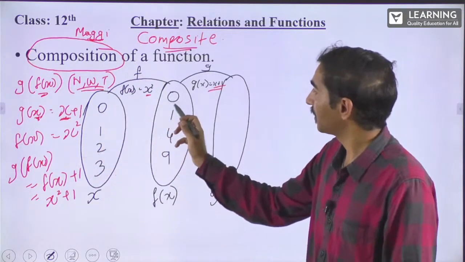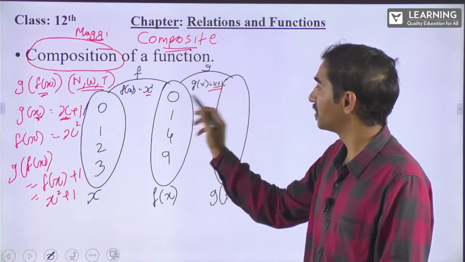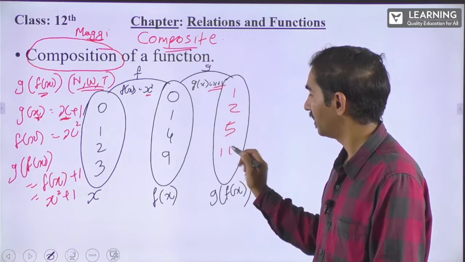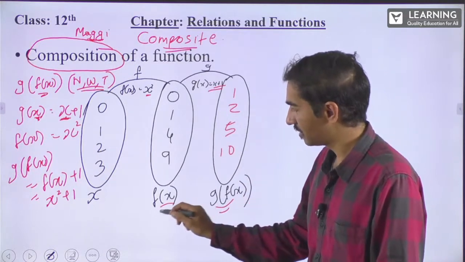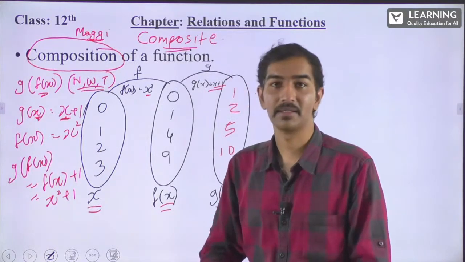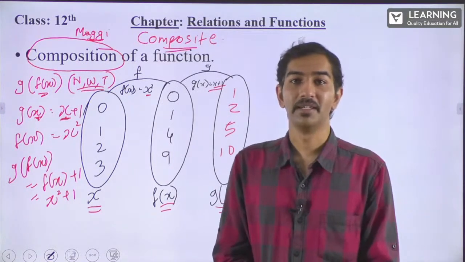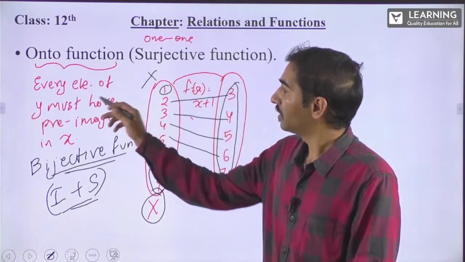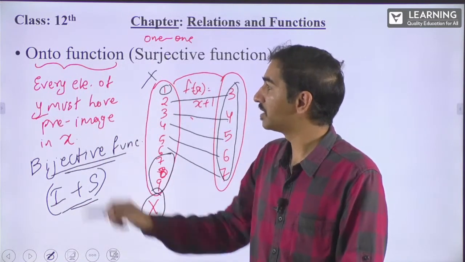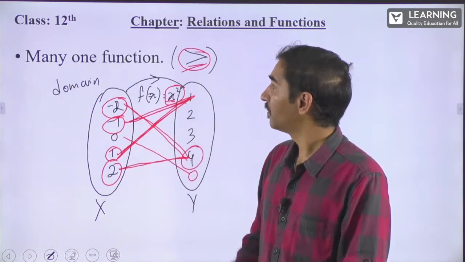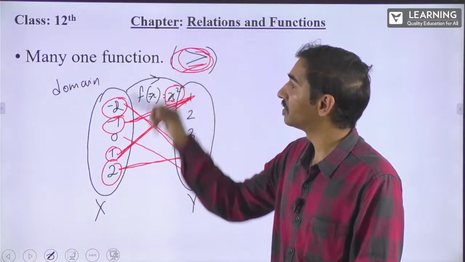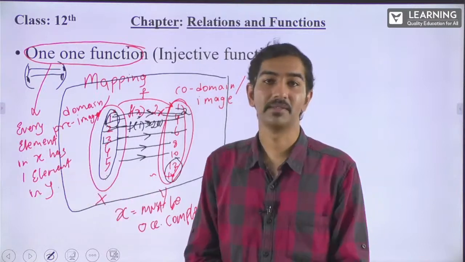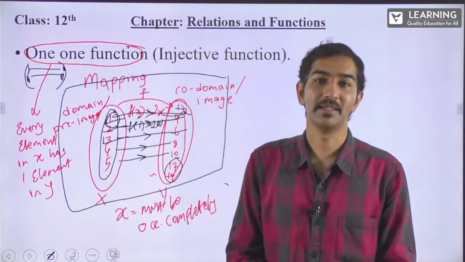So now coming back to this, in the place of x you put 0, you'll get 1, then 2, 5 and 10. g of x, f of x and x, composition of a function. Onto: every y must have a pre-image in x. Many-one, remember this symbol. One-one: every x must have an image in y. So this is the summary of today's class.